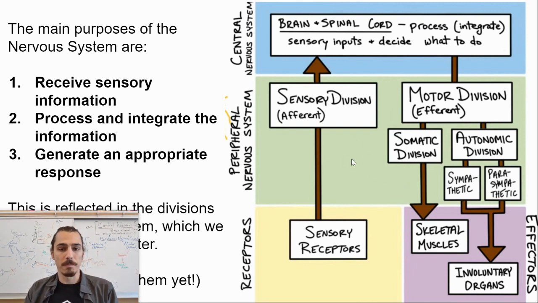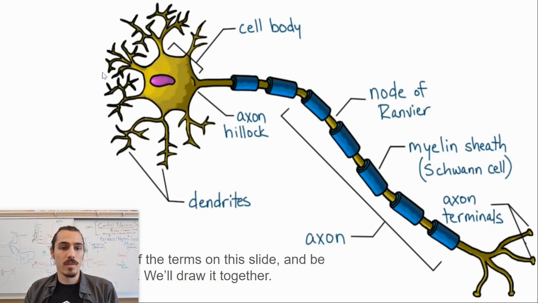Cool, moving on. Your nervous system is made up of neurons. Those are the primary cell type of the nervous system, right? Your neurons, they're the ones that are going to be transmitting information. You should know the anatomy of a neuron.